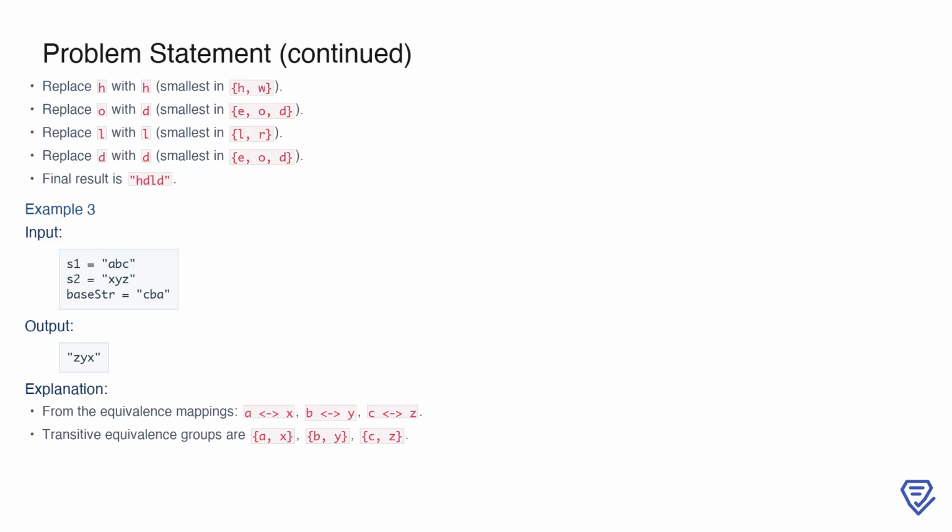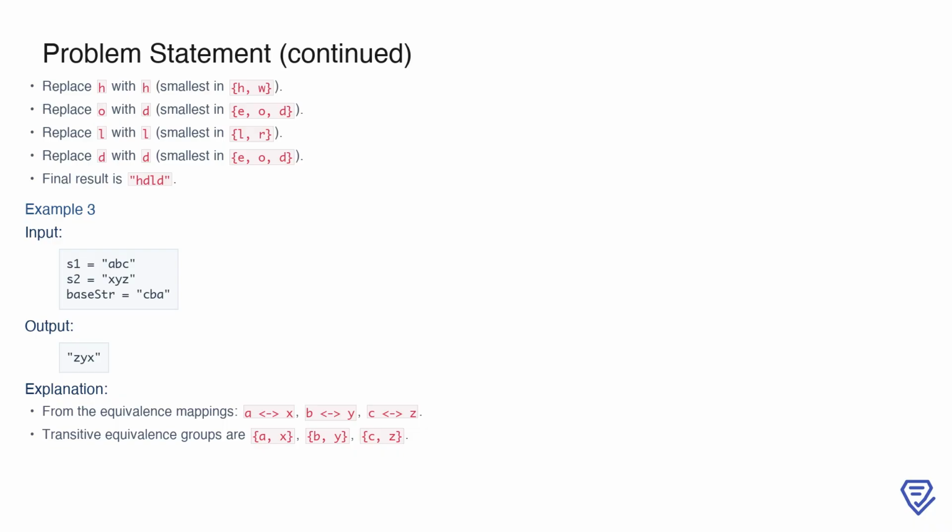The first character, H, is replaced by H, as it's already the smallest in {H, W}. Next, O is replaced by D, the smallest in {E, O, D}. The character L remains unchanged since it is the smallest in {L, R}. Finally, D also remains unchanged because it's already the smallest in {E, O, D}. After processing all the characters, the result for this example is "hdld".